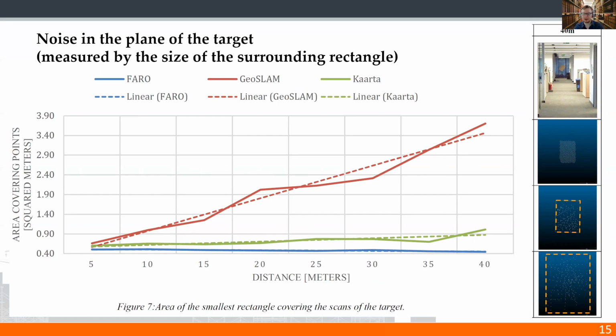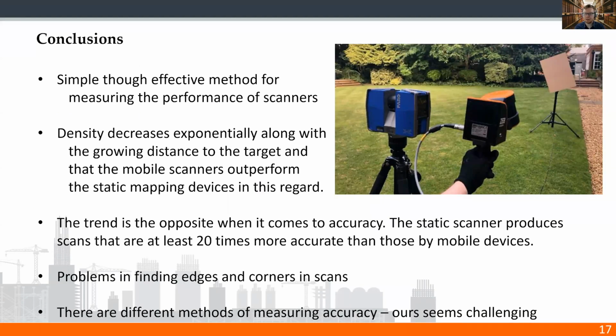This might bar the engineers from making precise measurements using point clouds needed for certain use cases, such as engineering surveying. This is the end of my experiments, and now I will present our conclusions. In this paper, we showed a simple though effective method for measuring the accuracy and density for static and mobile scanners. A rectangular target of known dimensions was systematically scanned by all the mapping devices at varying distances, and its point clouds were processed to collate their statistics.